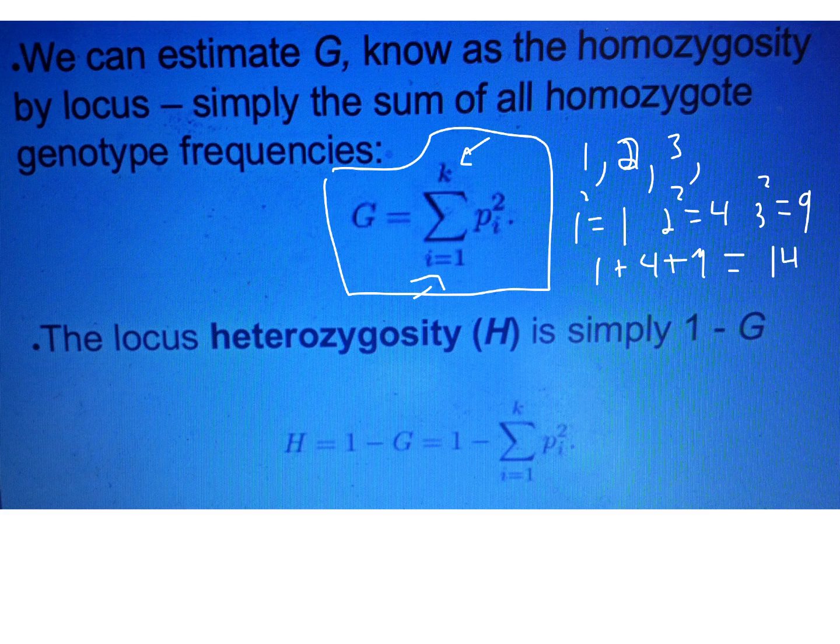That's what that means. And so down at the bottom here, it says the locus heterozygosity is simply 1 minus g. So once you've done that summation, that's the hardest part. Then you're going to take h, and you're going to say that it's 1 minus 14, and that would give me negative 13, and that probably makes no sense whatsoever in terms of your course, but it's the math, right? It doesn't really matter what the numbers are right now as long as we understand how to use them in this formula.